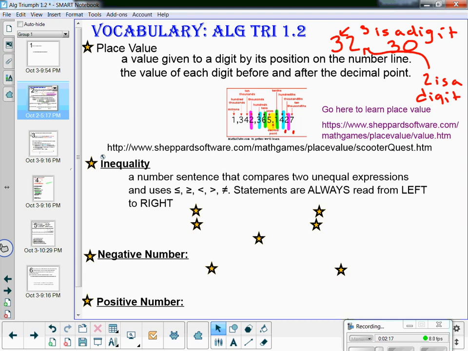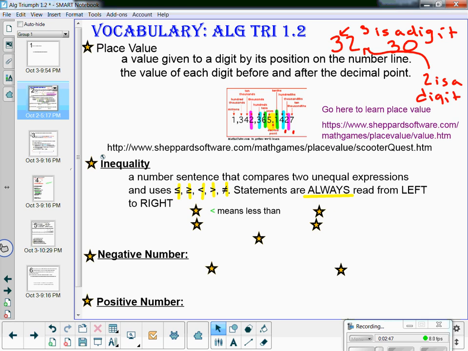Inequality. A number sentence that compares two unequal expressions. It uses 4 different symbols: less than or equal to, greater than or equal to, less than, greater than, not equal to. Statements are always read from left to right. Let's look at an example.